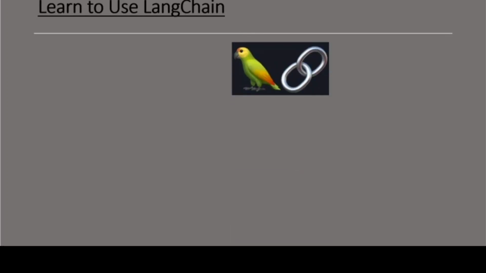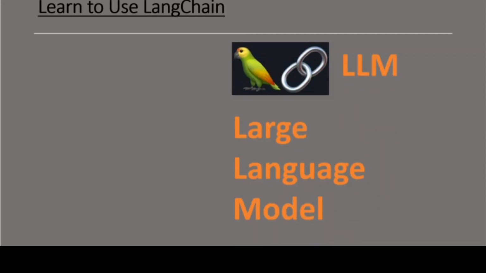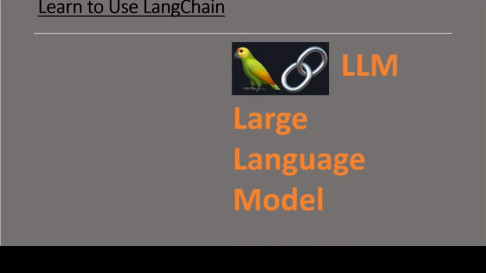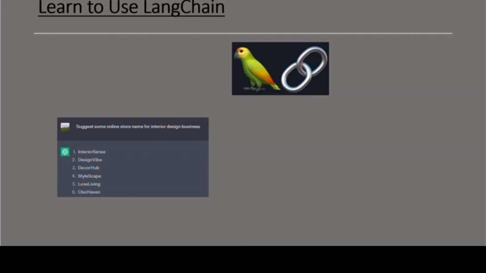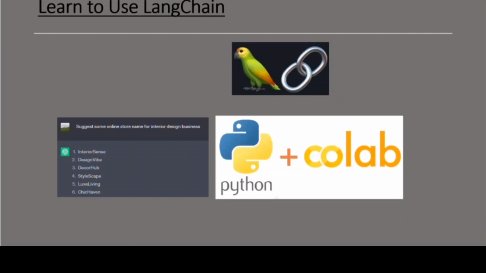Langchain is a framework that allows you to build applications on top of LLM or large language model. In this video, we are going to go over all the basics of Langchain, and then we'll build an online business name generator application using Google Colab and Python 3.